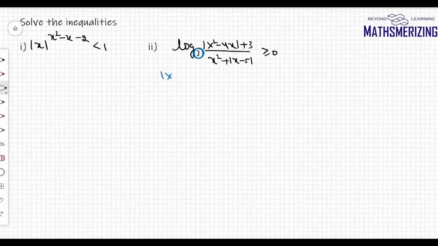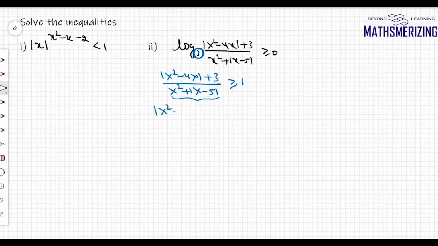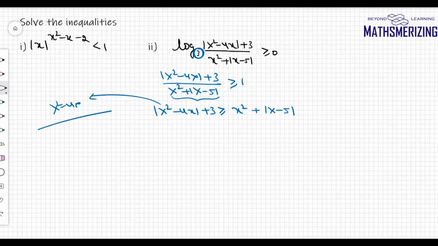So I'll write, now x square plus mod of x minus 5 is always positive, so I can cross multiply. I'll write x square minus 4x plus 3, and this is greater than x square plus mod of x minus 5. Now again I see two modulus functions. So for this one, x square minus 4x roots are 0 and 4. So this is plus, minus and plus.